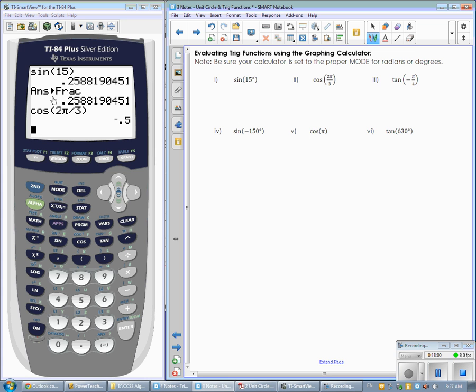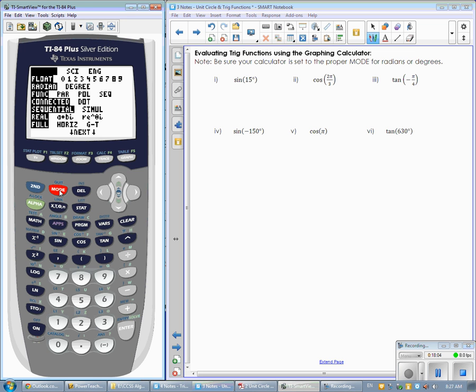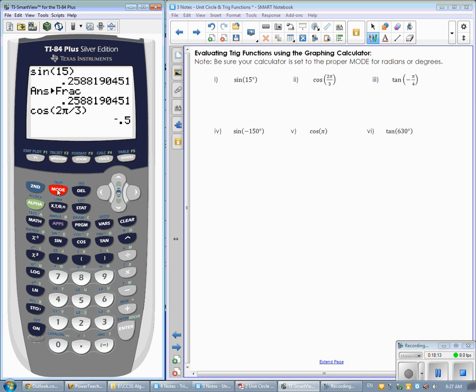So if I want to evaluate the sine of 15 degrees, I need to go to my calculator's mode. And if you look at the third line, that's where you switch between radians and degrees. So I'm going to switch it to degrees. And now I can actually evaluate the sine of 15. So I'm going to take the sine of 15 degrees. I don't have to worry about putting in a degree symbol. And the sine of 15 degrees is just going to be 0.25. I'm going to round that to a 9.